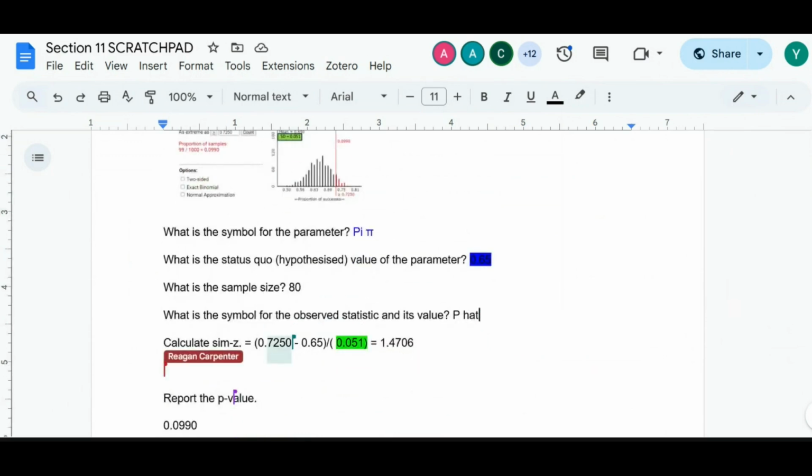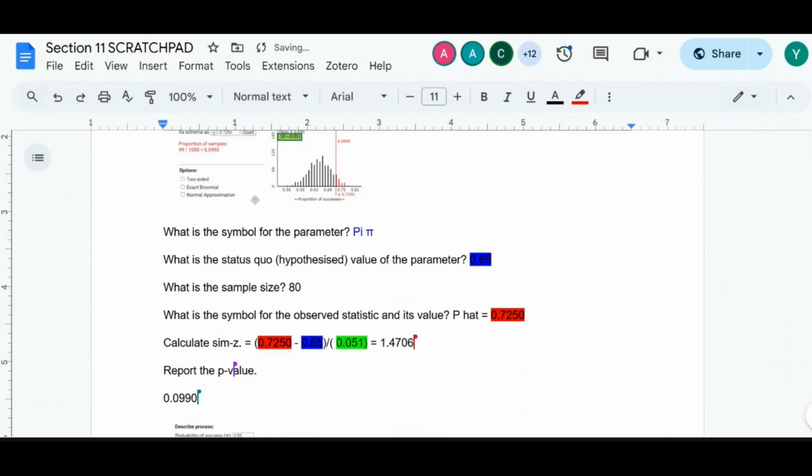What's p hat? No one's told me what p hat is yet. And what color should this be? The observed statistic according to the screenshot, you can take the answer from there. The observed stat is 0.725. Very good. And the green number is the SD. Very good. Report the p-value. Perfect. Every answer is correct. That's very, very good.